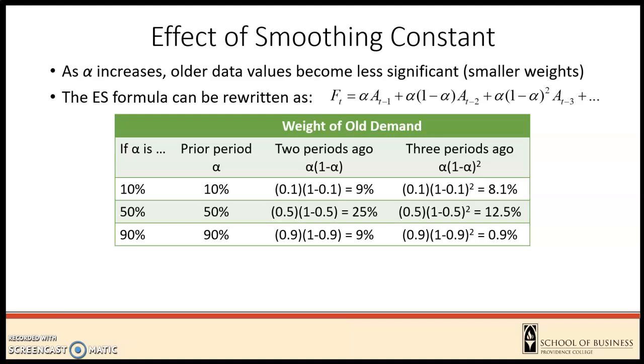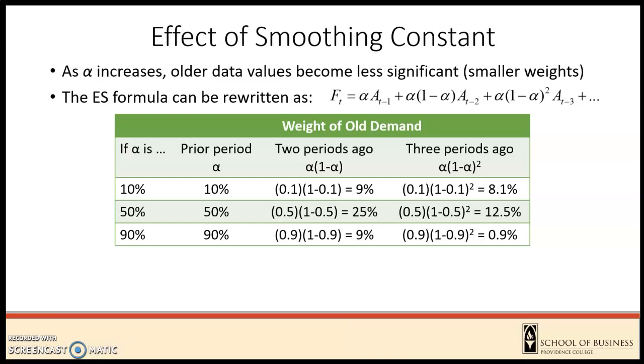If I actually expand that out and do a series expansion with it, it's alpha times the demand from last period, plus alpha times 1 minus alpha, the demand for 2 periods ago, plus alpha times 1 minus alpha squared, the demand 3 periods ago, on and on into infinity. So if my alpha is 10%, that means 10% of my weight comes from the previous period, and then 2 periods ago, 9% of my forecast will come from that. 3 periods ago, 8.1% will come from that. And it slowly starts to decay.